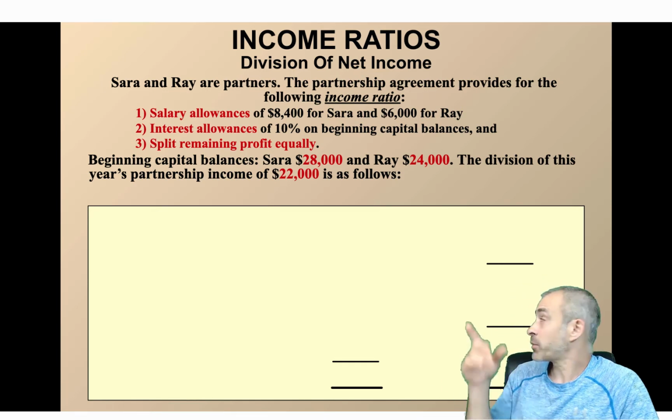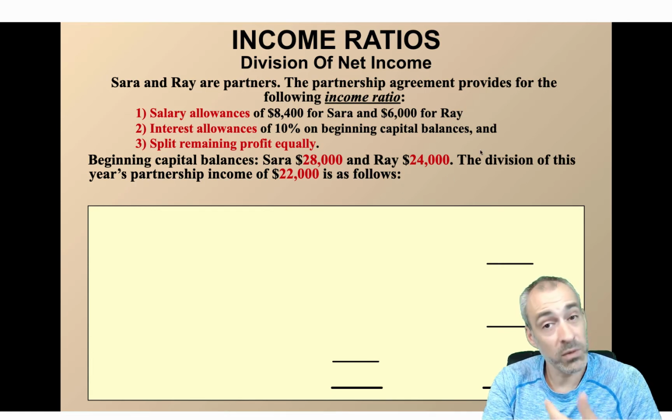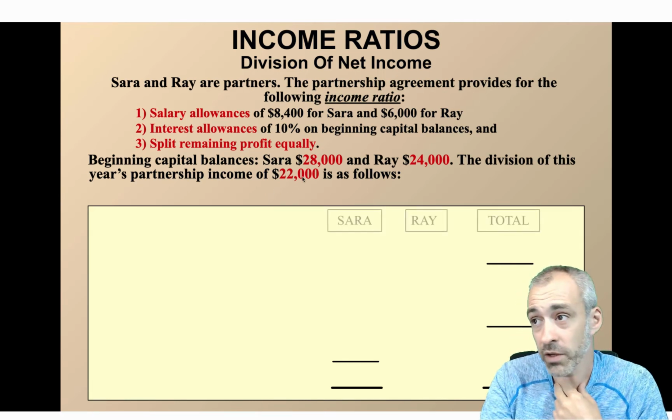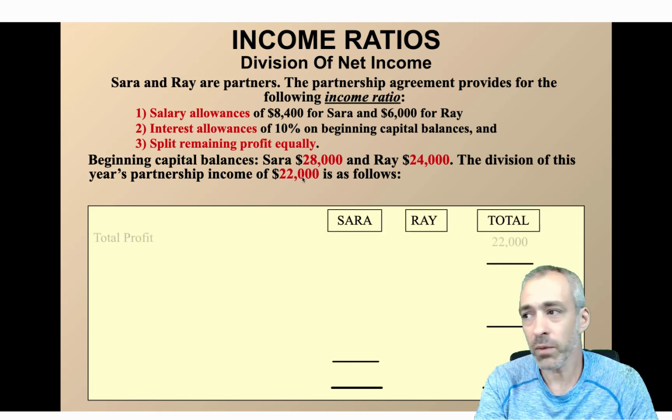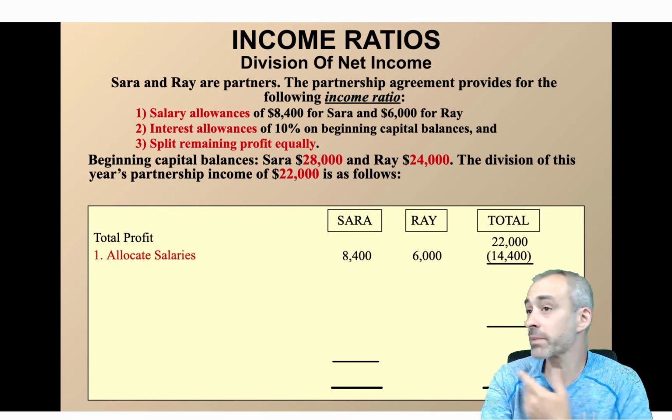So the beginning capital balances are here too. So Sarah had $28,000, right up here. And Ray had $24,000. And the profit this year was $22,000 to split. So here's how it's done. Sarah and Ray in total. Got it? So the first step said allowances.